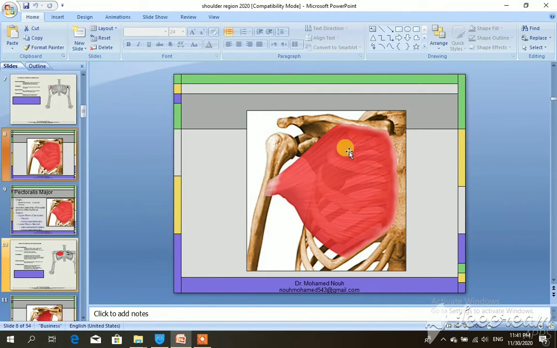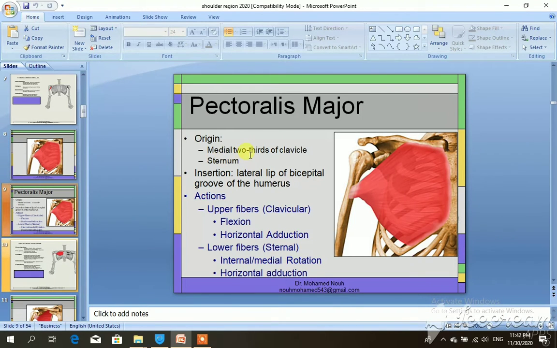This is the pectoralis major. It has a medial head, the clavicular head, and a sternocostal head. The clavicular head originates from the medial two thirds of the clavicle, and it inserts into the upper eight costal cartilages and the sternum. Action: upper fibers, I mean clavicular fibers, flexion and horizontal adduction. Lower fibers, internal or medial rotation, and horizontal adduction.